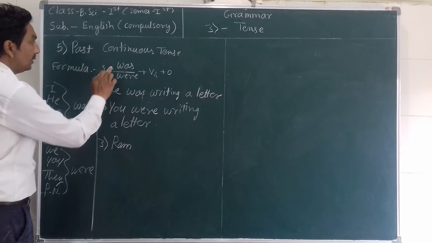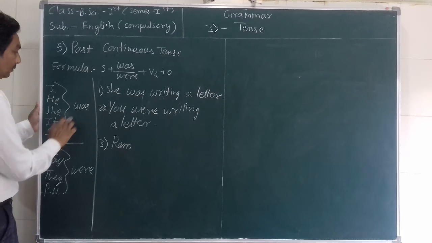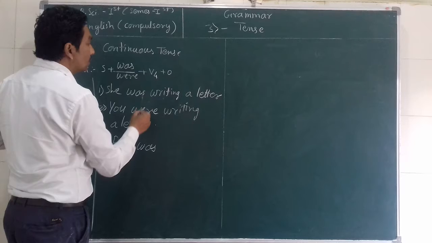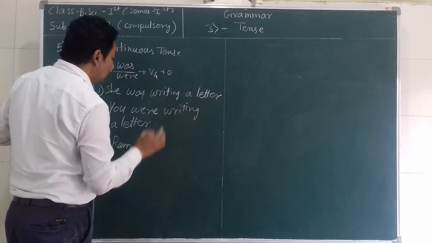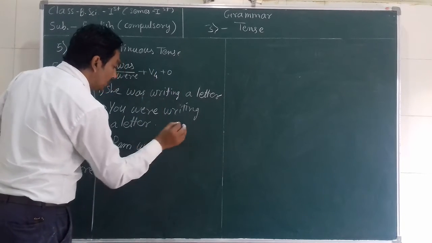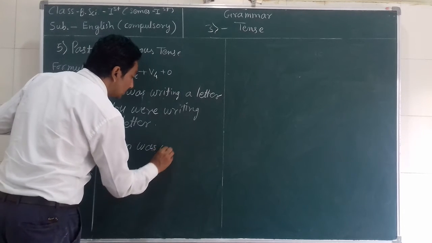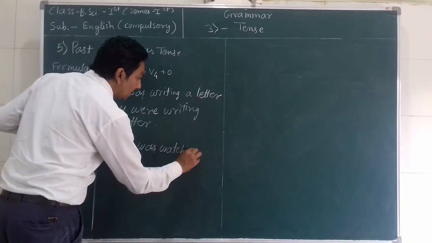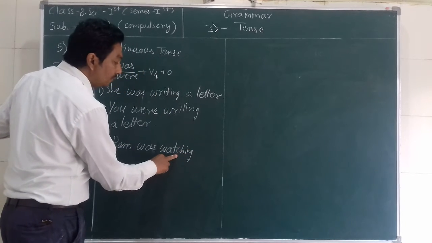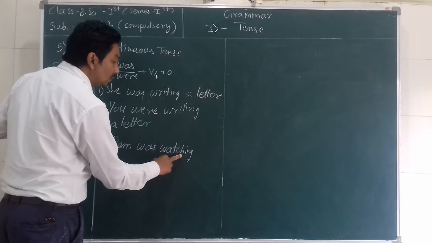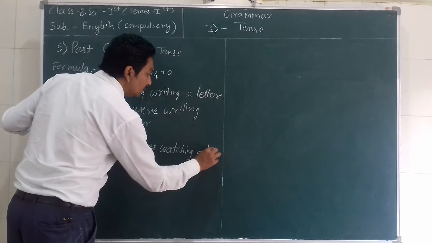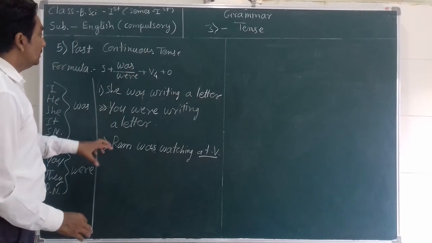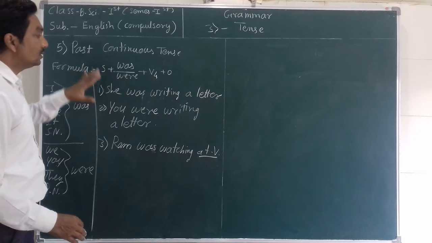Third sentence. If I take the name of a singular noun, Ram, what will you take in front of it? Was or were? With a singular noun we need to use was. Then any verb in V4, the present participle form of that verb. I am going to take a verb like watch. What is the V4 form? Use the ing suffix, and it automatically becomes the V4 form of that verb. So watching, what are you watching? A TV. A TV is the object. In this way, we can write sentences in past continuous tense.